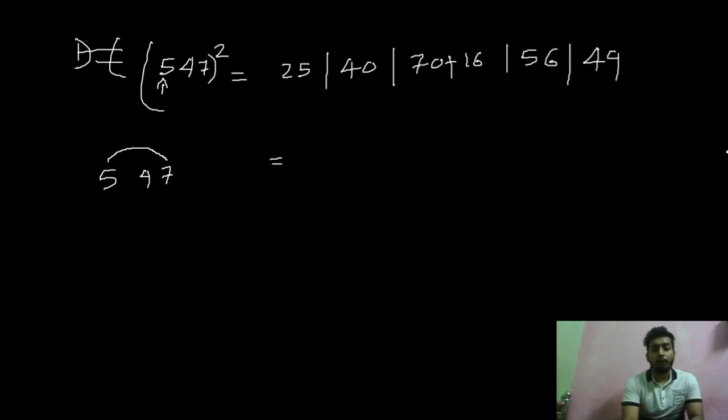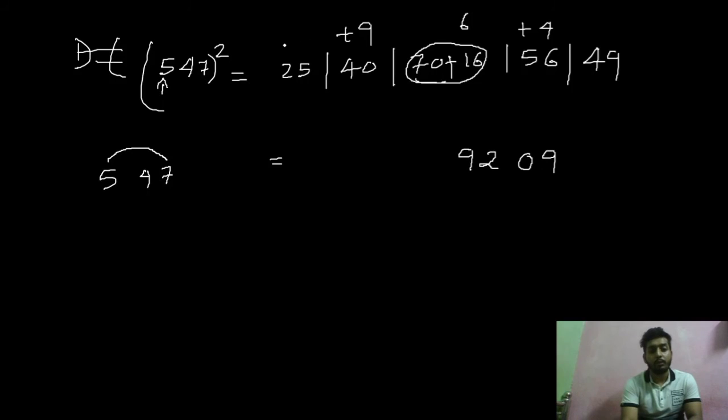Now write from left to right. So first digit will be 9 from the left, then 4 will be carried here, so 56 plus 4 will be 60, so 0 and 6 will be carried here. So here you can see 70 plus 16 is 86, 86 plus 6 is 92, so 2, 9 will be carried here, so 40 plus 9 will be 49 and 4 will be carried here, that will be 29.